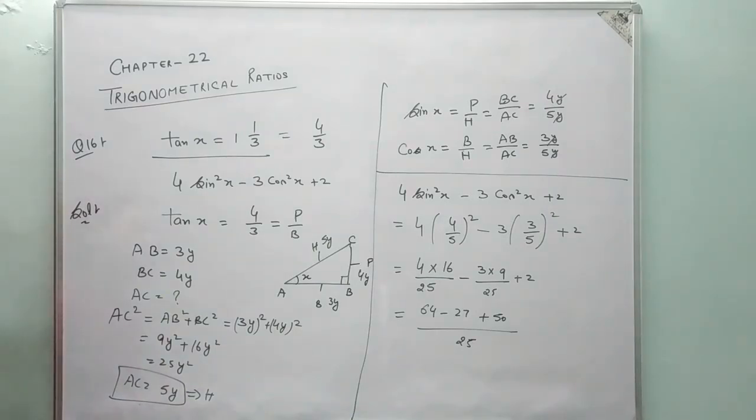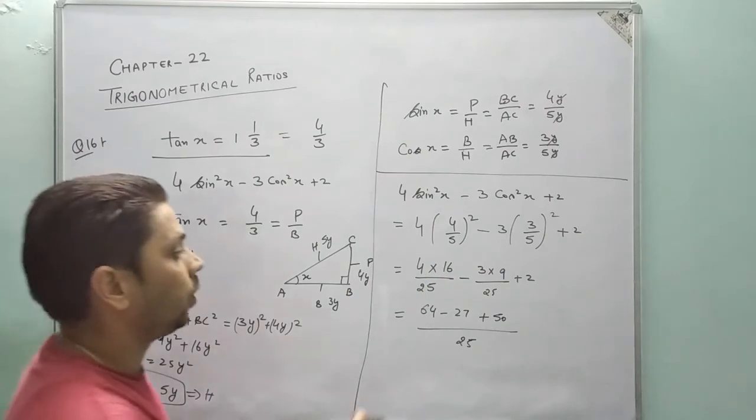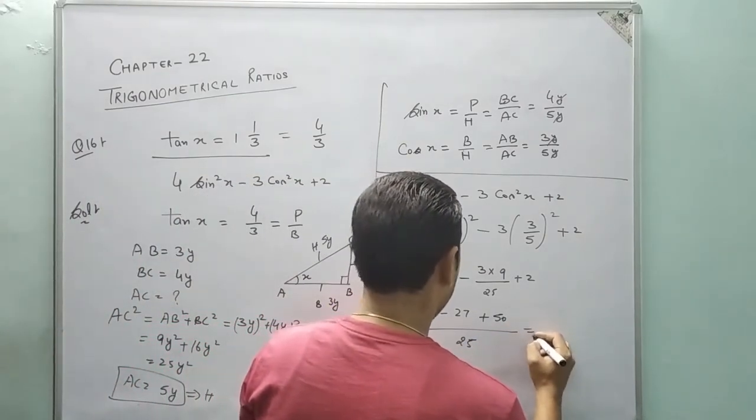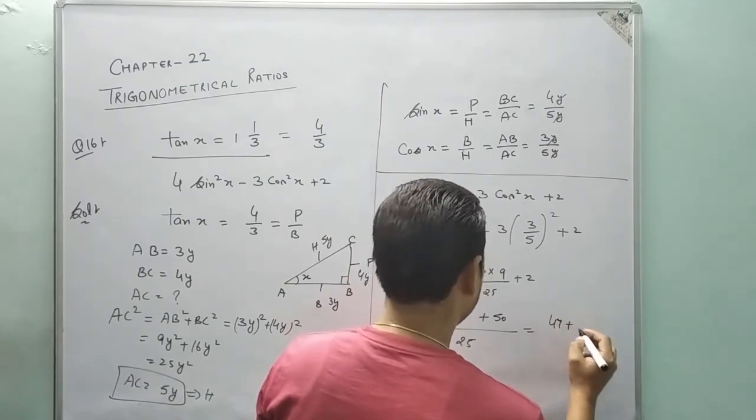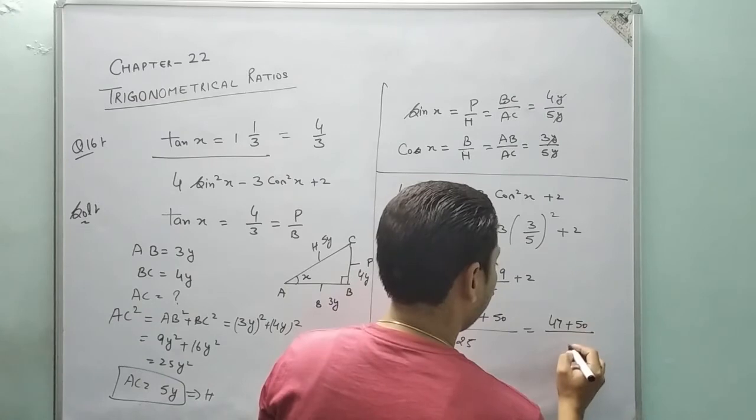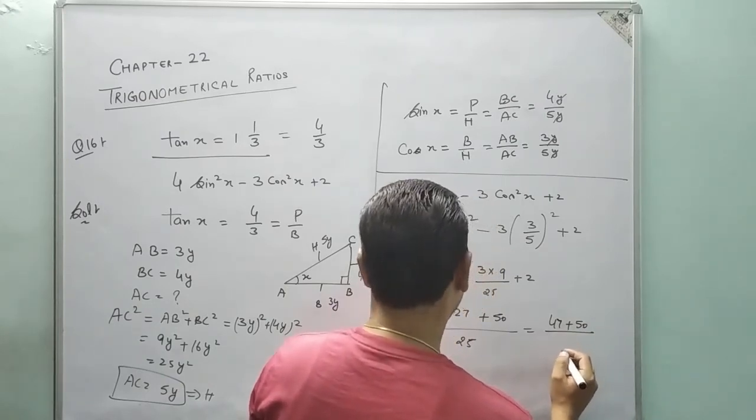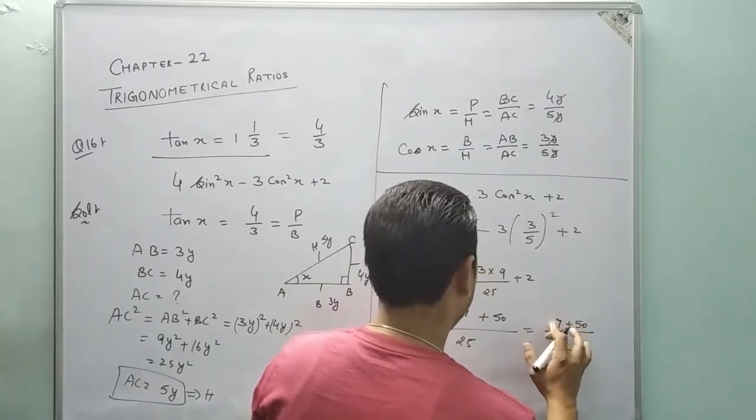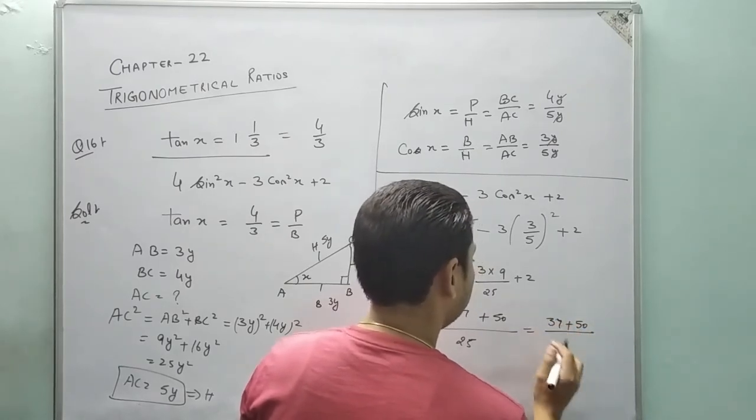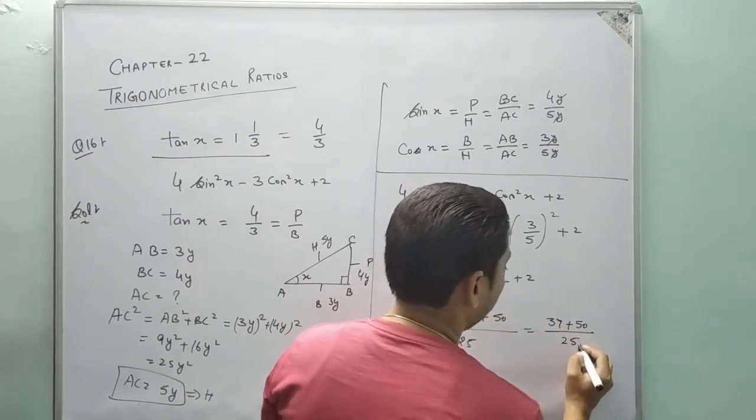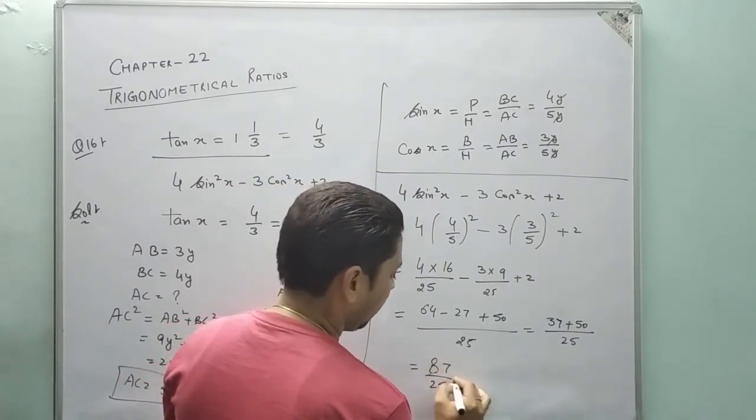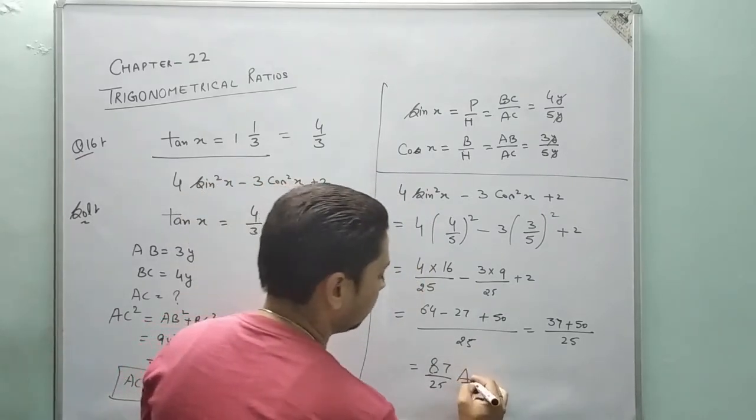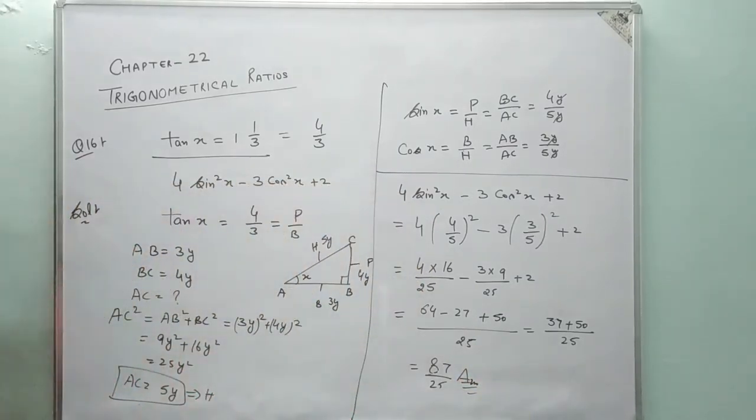So subtracting, subtract 27 here, it will give you 37 plus 50 upon 25. So it is 87 over 25, which is your required answer. 87 upon 25 is the required answer.